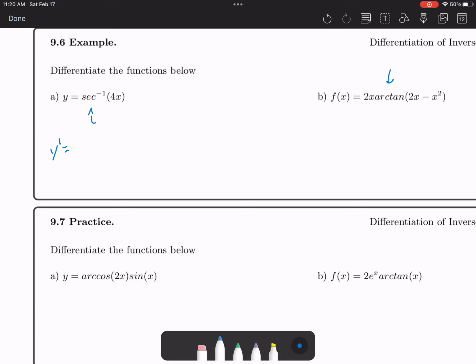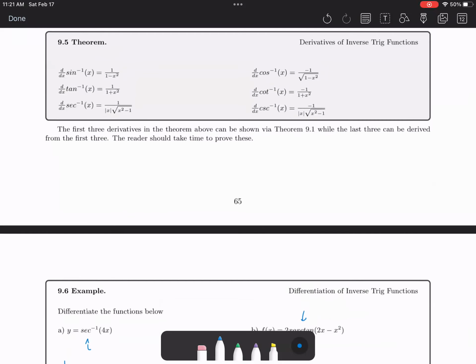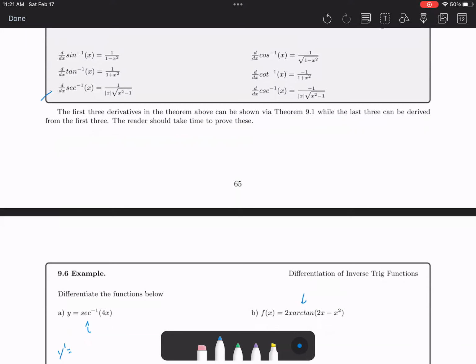If y is defined as the inverse secant of 4x, then I need to differentiate the inverse secant function. And here, to be honest, I don't have these memorized. These are okay to be referenced. The derivative of the inverse secant function is 1 over absolute value x times the square root of x squared minus 1.